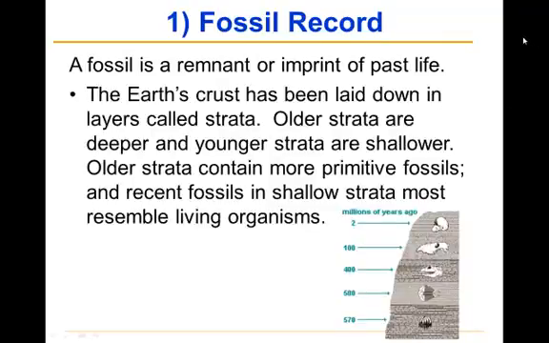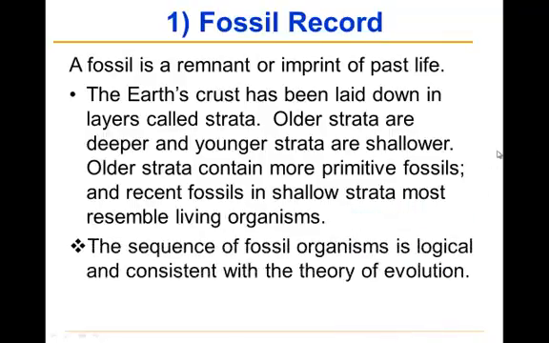The Earth's crust has been laid down in layers called strata. One layer is called a stratum. Older strata are deeper, and younger strata are shallower. Older strata contain more primitive fossils, and more recent fossils are found in shallow strata, and these are most similar to living organisms. And so when we look at the fossil record, we find the sequence of fossil organisms is logical and consistent with the theory of evolution.